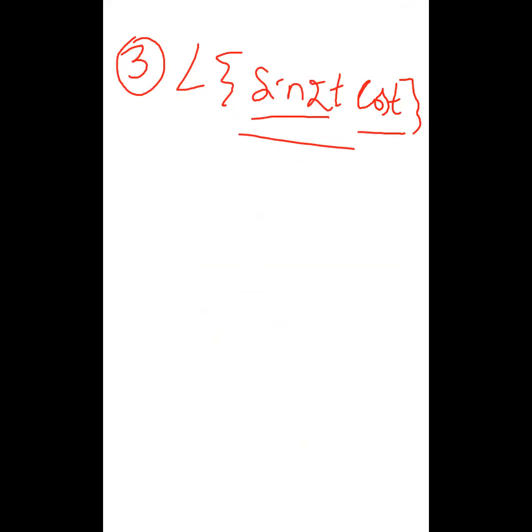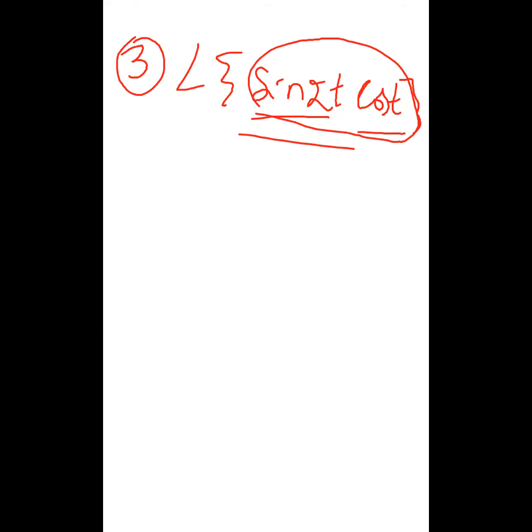L of sin 2t and cos t. Observe that, is it possible to apply the linearity property? Is it possible? No, because the linearity property is for a separate combination, either plus or minus, but sin 2t into cos t is a product, so we cannot separate the Laplace transform on both functions. So what do we do? First, we find the formula of sin 2t and cos t using basic trigonometric formulas.